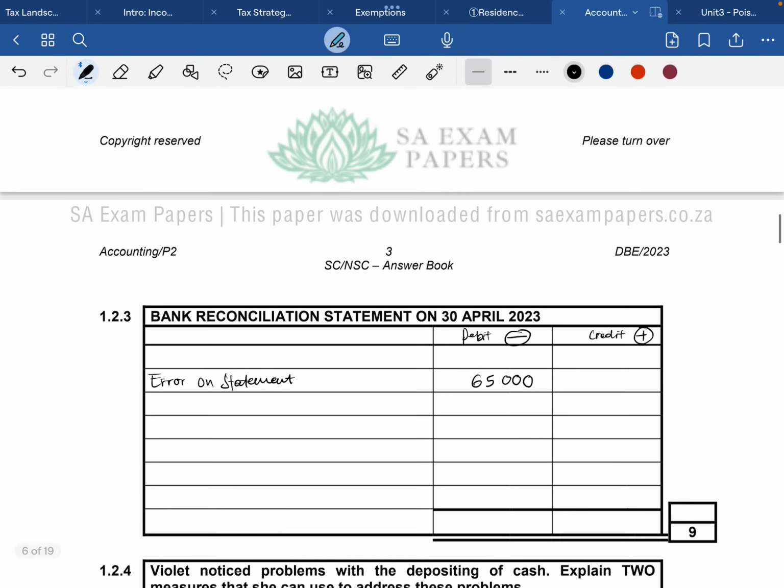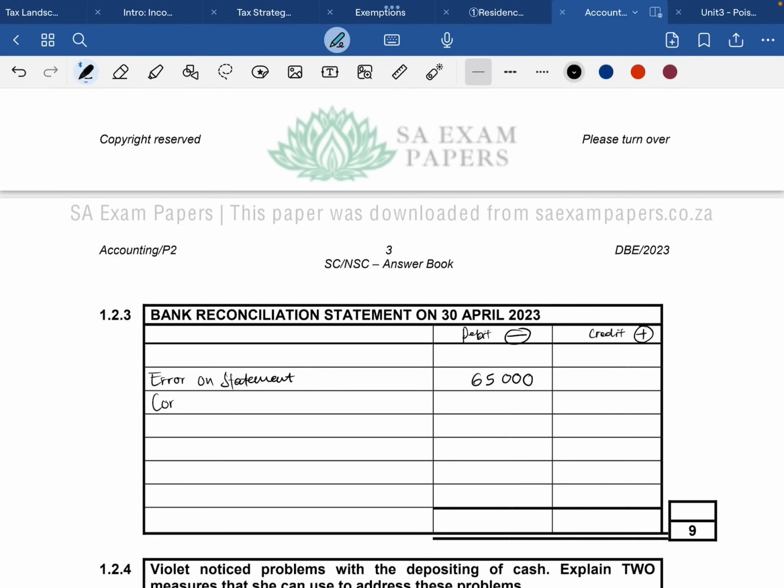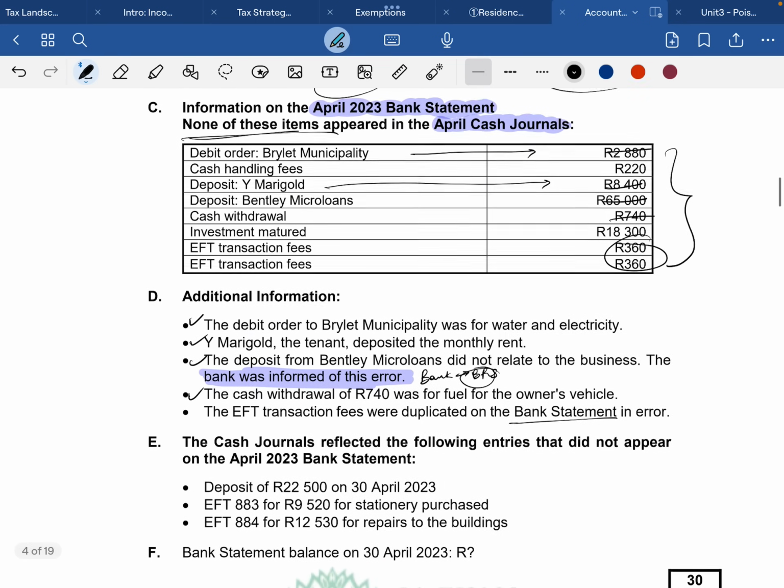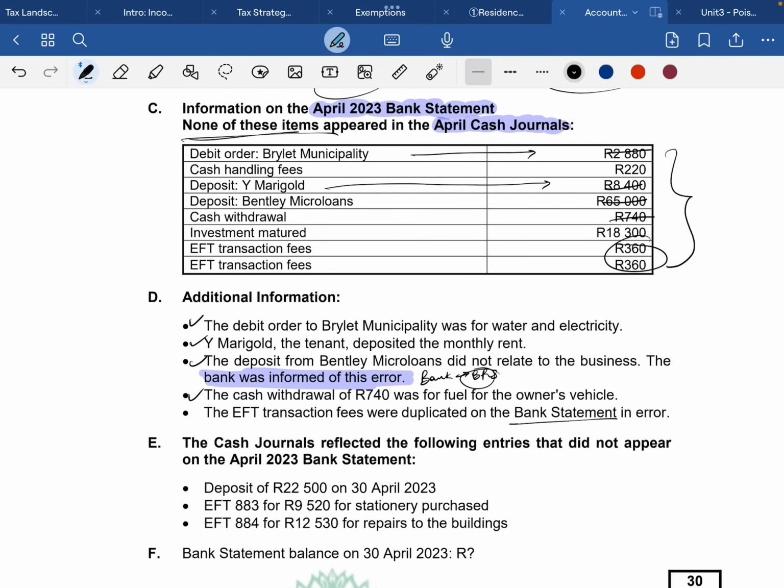So we jump to the bank reconciliation statement again, correction of error of 360 there on the credit side, because remember the transaction fees would reduce our account. So to reverse that, we need to add back the 360 to increase our balance there on the bank statement. Okay, then two amounts that we haven't really taken care of is the 18,360, the 220, and then one more is the EFT transaction fees also that do not appear.